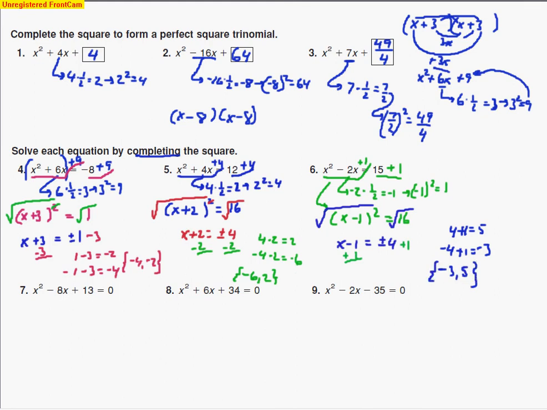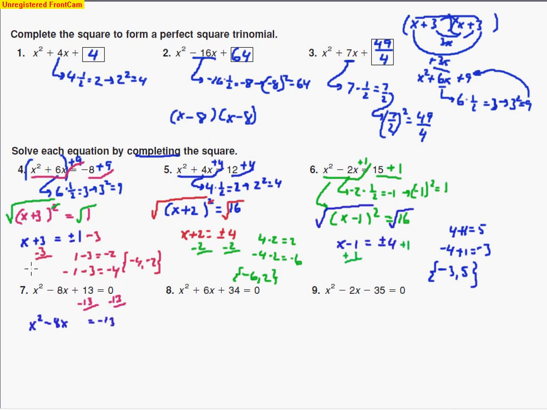Here we end up having to move some terms over to the other side. So here I first need to subtract that 13. You always have to isolate the constant first, move that over because you want to complete the square. So now what we have is this, x squared minus an 8x. This all equals negative 13.